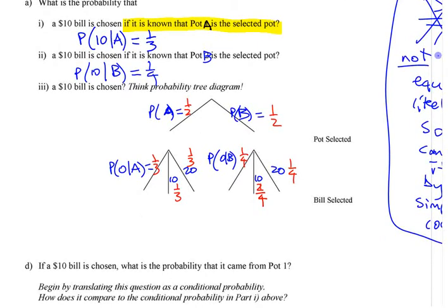Regardless, if you don't know, you have to do some thinking here. It could happen 2 different ways, right? There are 2 different cases. Here are your 2 different cases. Here's one of the cases: A and a 10. Here's the other case: B and a 10 down there, right? Those are the 2 different ways it can happen.